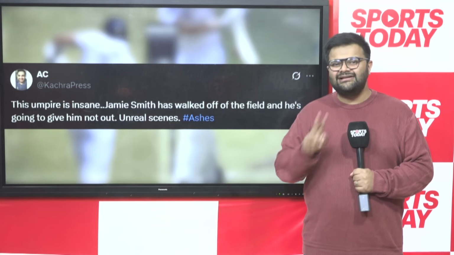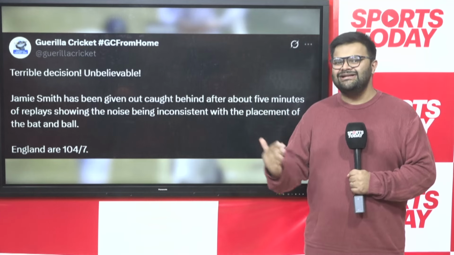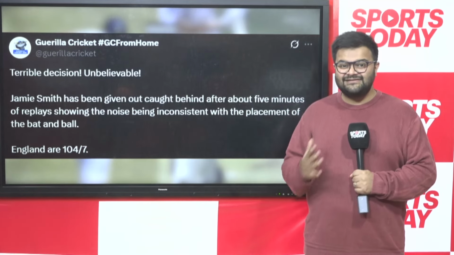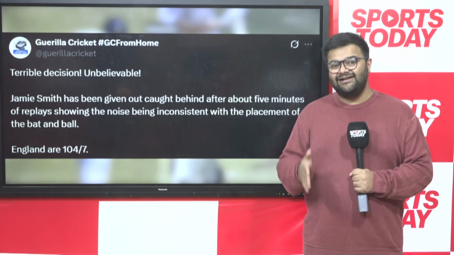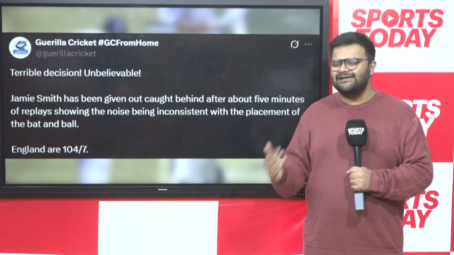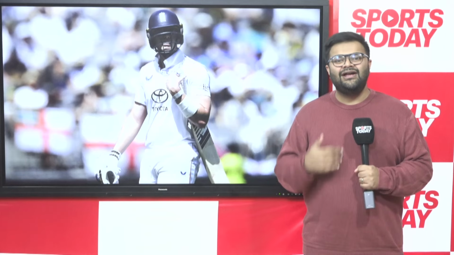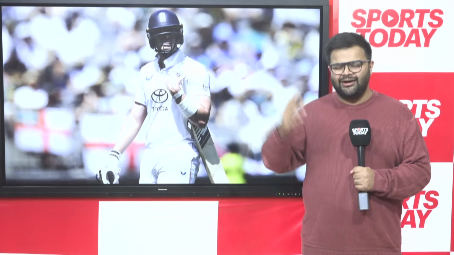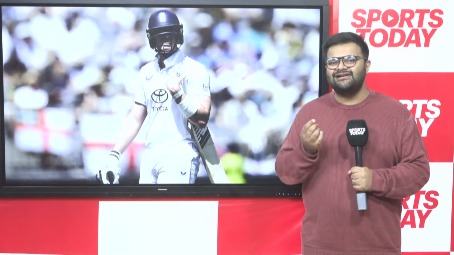So really, there's two ways to look at it. One is, of course, how this fan is looking, that there were inconsistencies, and the inconsistencies made it clear that the placement of the bat and ball was problematic. However, the fact that Smith walked off means that maybe he did know that he'd edged it, and when the spike started showing up, he ended up walking. Of course, it could very well be that he'd walked off knowing that with the Snicko edge showing, he'd be given out, even if he didn't quite believe it. But it is definitely one of those contentious ones.